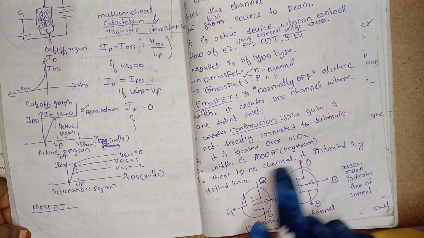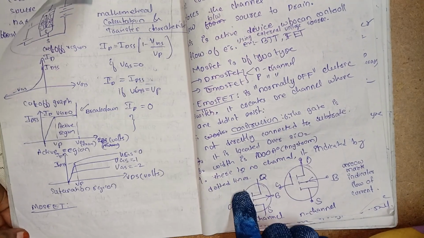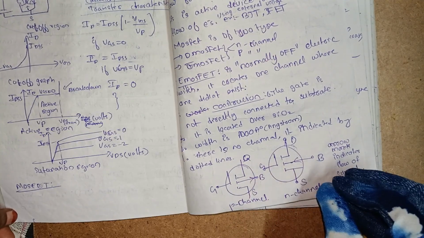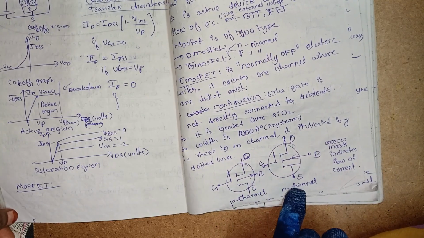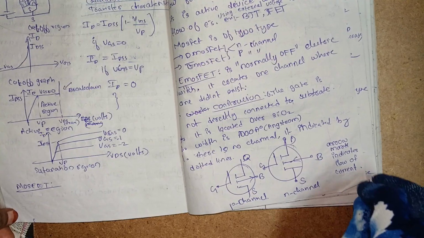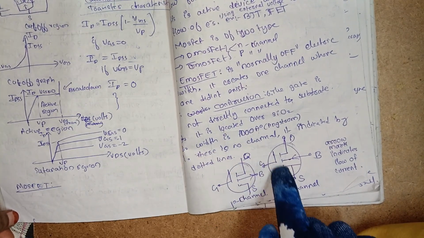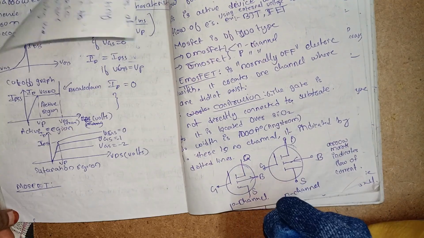There is no channel. It is indicated by dotted lines. It is the circuit representation of E MOSFET. It is P channel and N channel. Two types of E MOSFETs are there. So there is no channel. So that's why initially there is no channel.